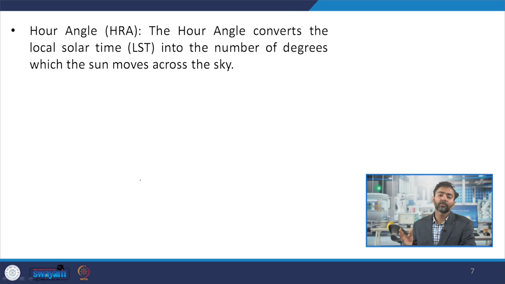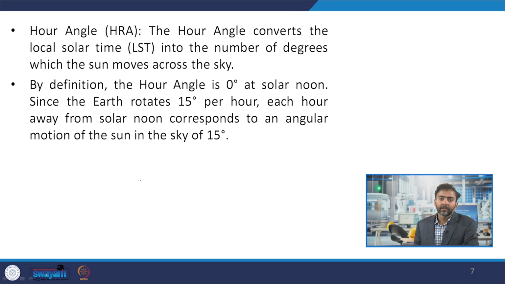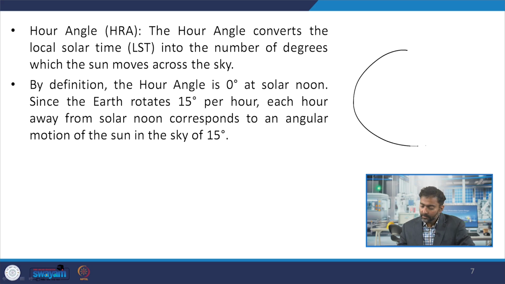Again, the sun is not moving, we know, but we are talking about this from a human perspective, from a geocentric perspective for an observer situated on the planet Earth. So by definition, the hour angle is 0 degrees at solar noon. Since the Earth rotates 15 degrees per hour, each hour away from the solar noon corresponds to an angular motion of the sun in the sky of 15 degrees. This is very simple, basic geometry if you apply.